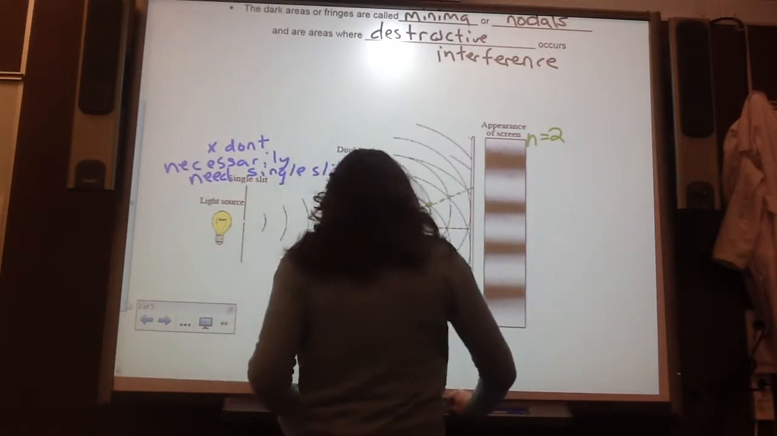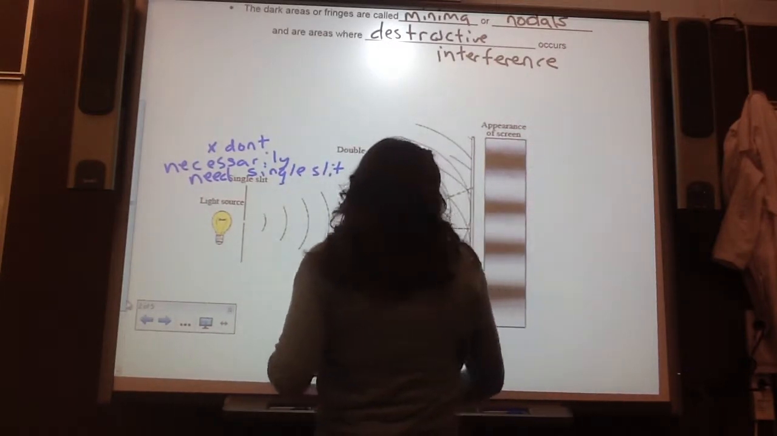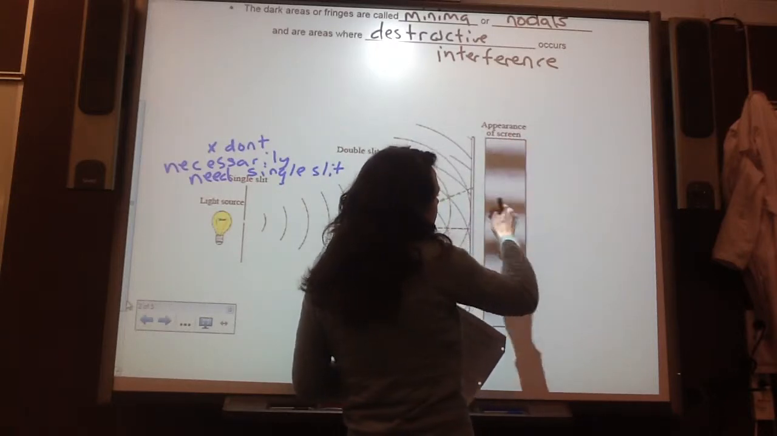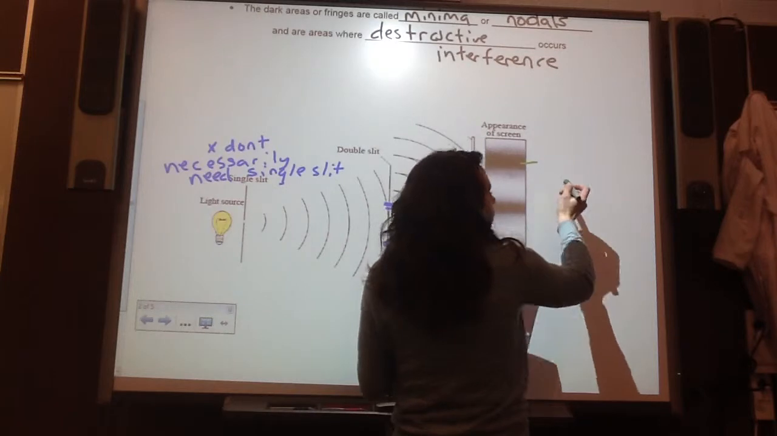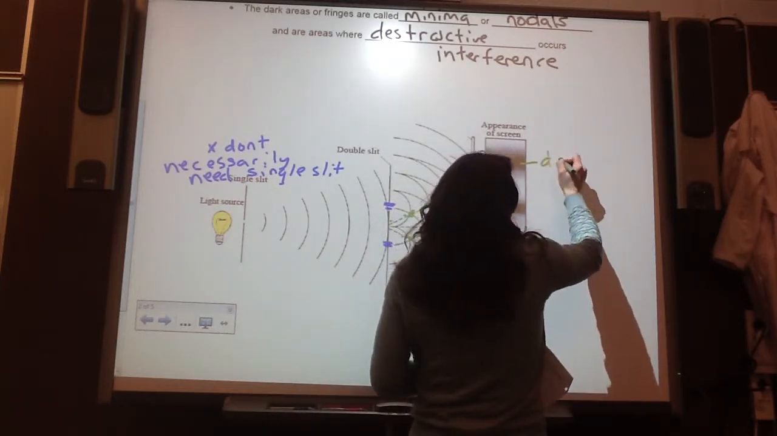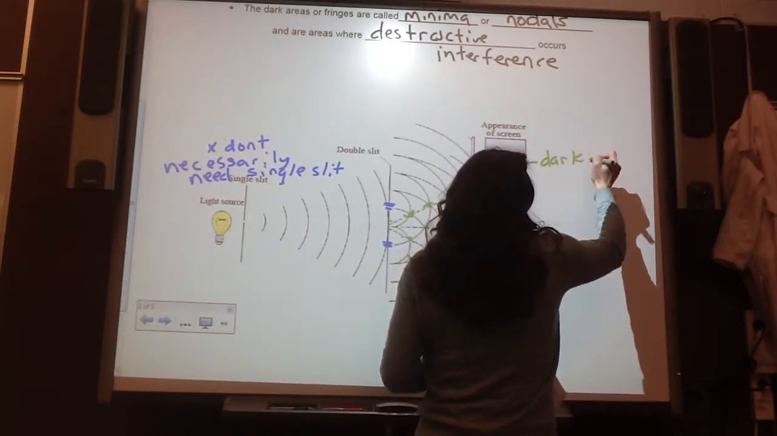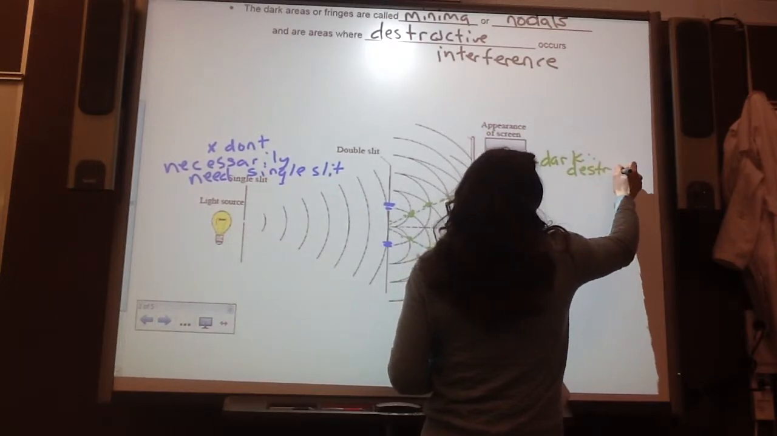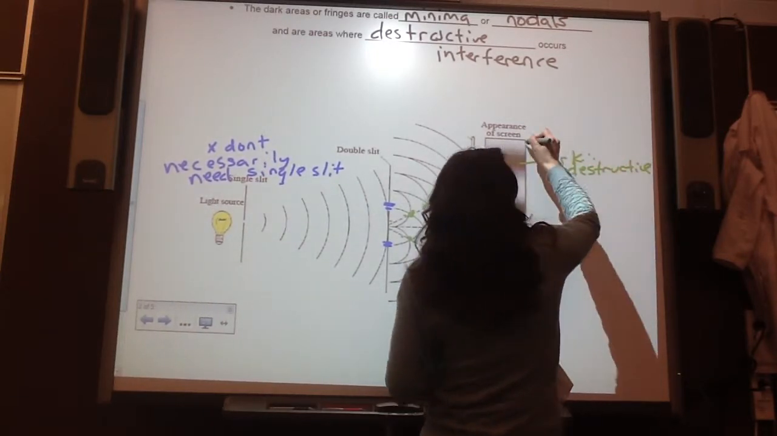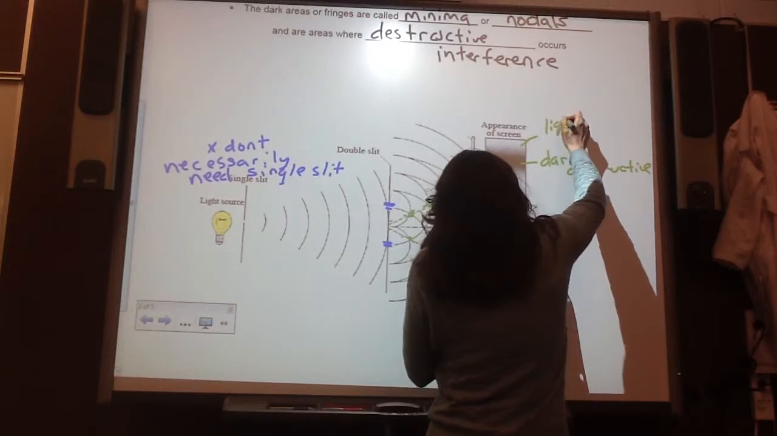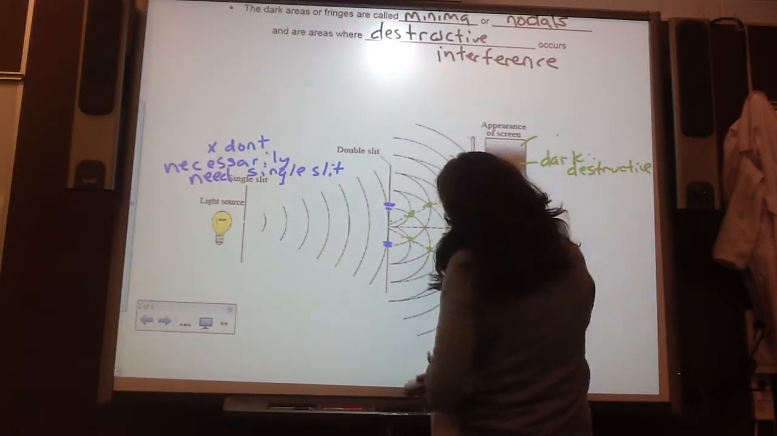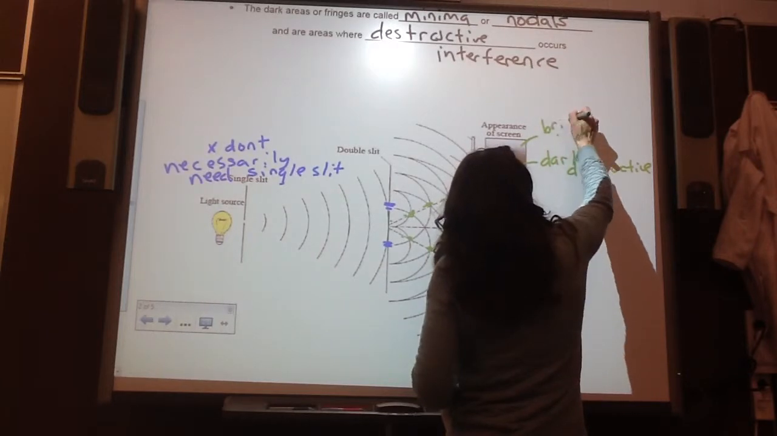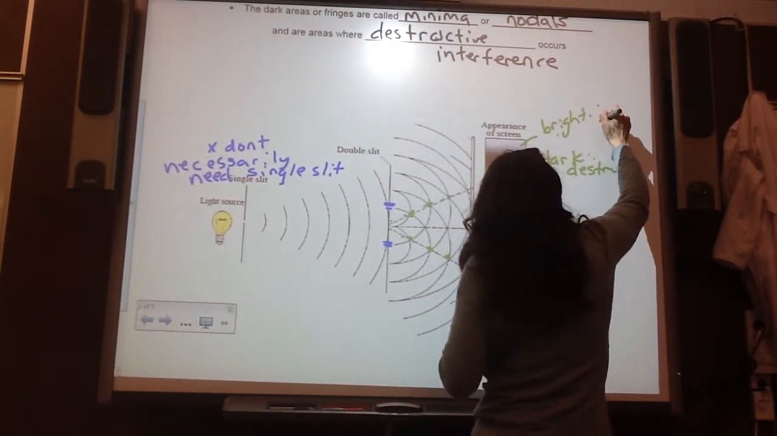So I should just say before, if he looked on the screen, it doesn't line up perfectly with the diagram here, but when he looks on the screen and sees that dark band, this is dark, therefore it's destructive. And here's where it's bright. This is where it's bright, therefore constructive.